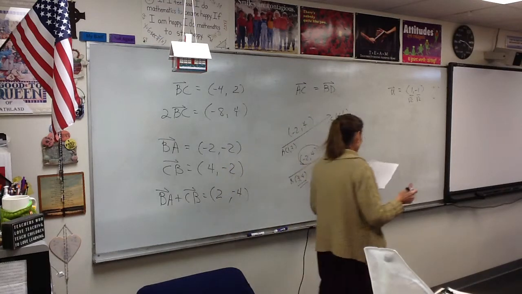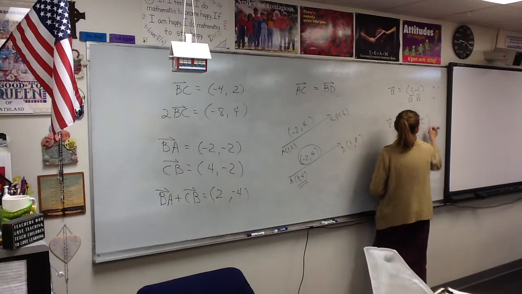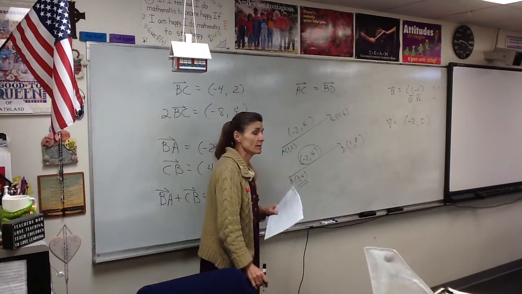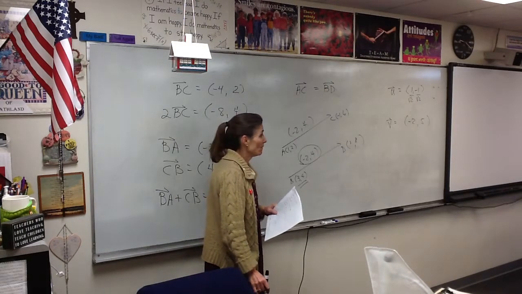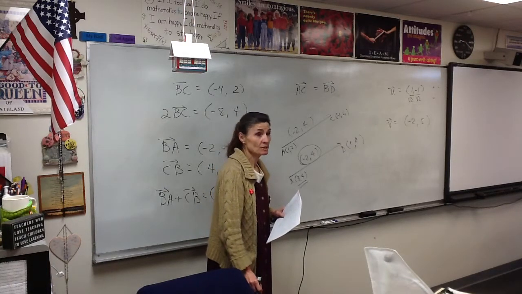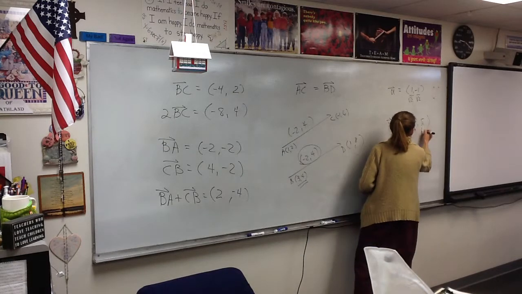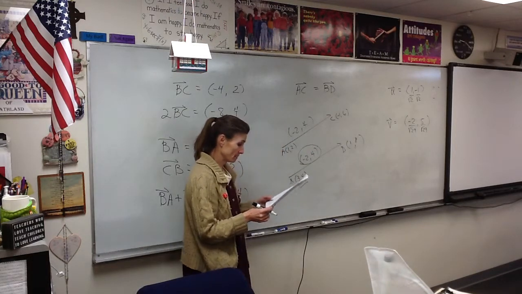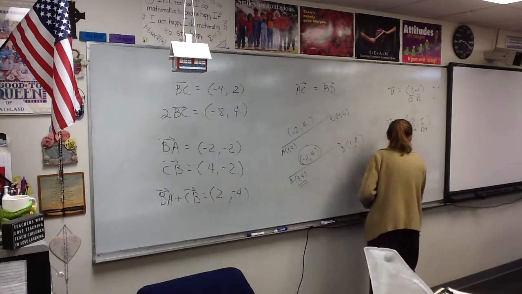What would be a unit vector in the same direction as V? This isn't on the paper. What would be a unit vector in the same direction as V? What's the magnitude? Root 29, so we're going to divide them both by root 29. There you go. Number 10 is another quiz question for sure.